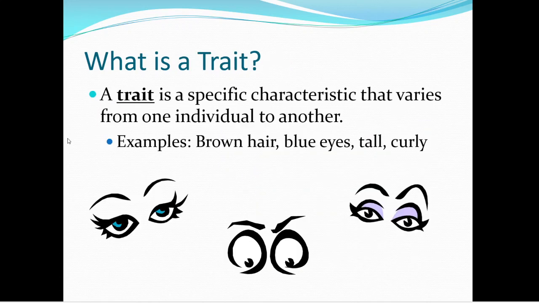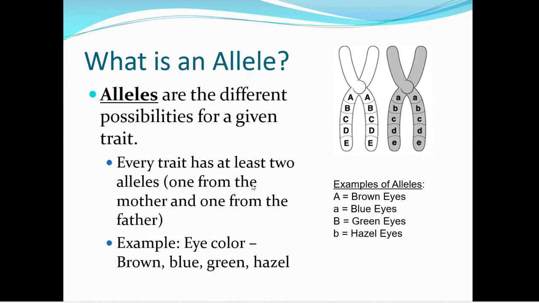And then what is a trait? A trait is a specific characteristic that varies from one individual to another. For example, brown hair, blue eyes, tall, curly hair, all those things are different traits, and they are controlled by the proteins that are made by our DNA.